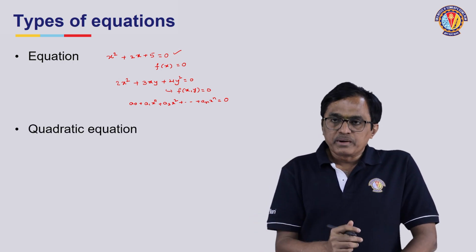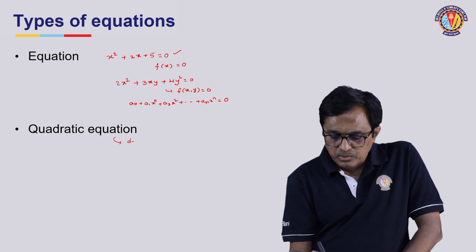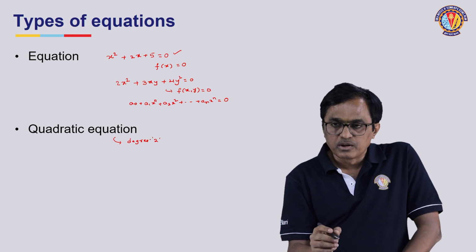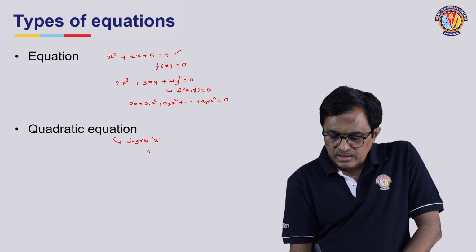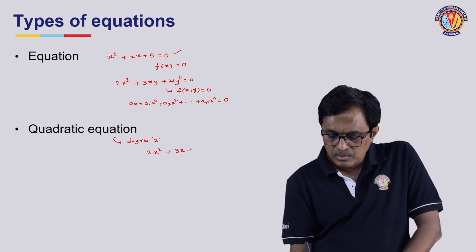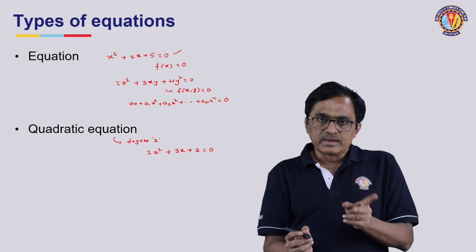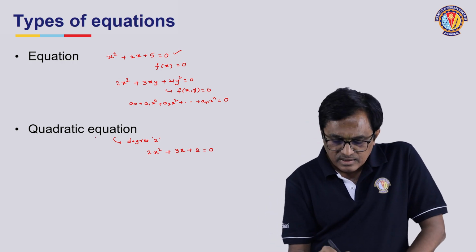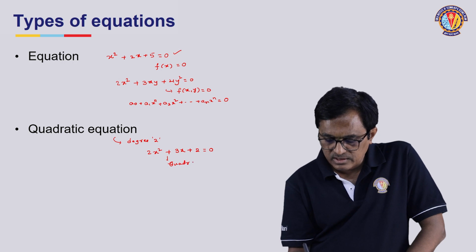So in this polynomial equation, if we consider a polynomial of degree 2, then what we get? We get something like this, right? 2x square plus 3x plus 2 equals 0. If you see this, this is a polynomial whose degree is 2. This is called a quadratic equation. Some name is associated with this quadratic equation.